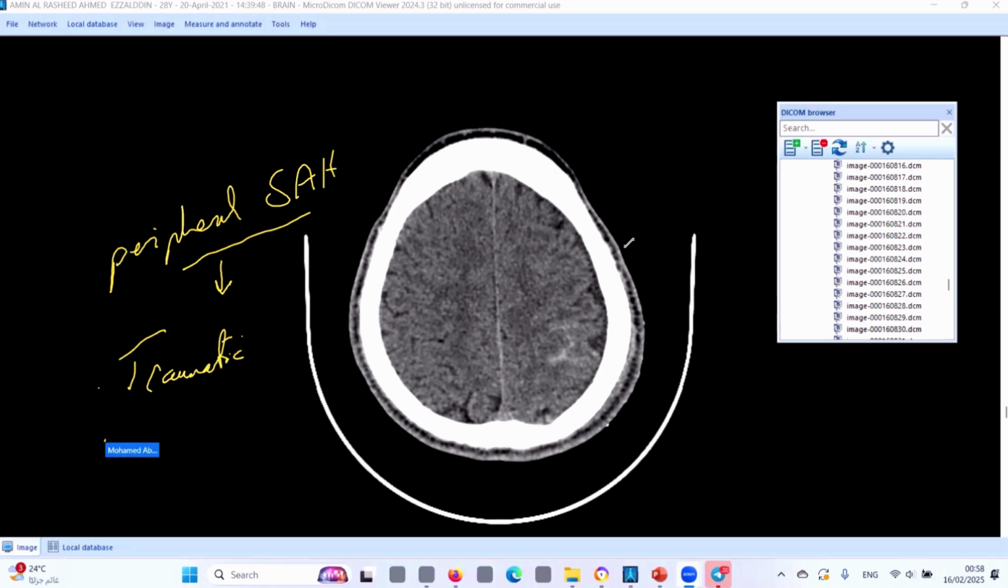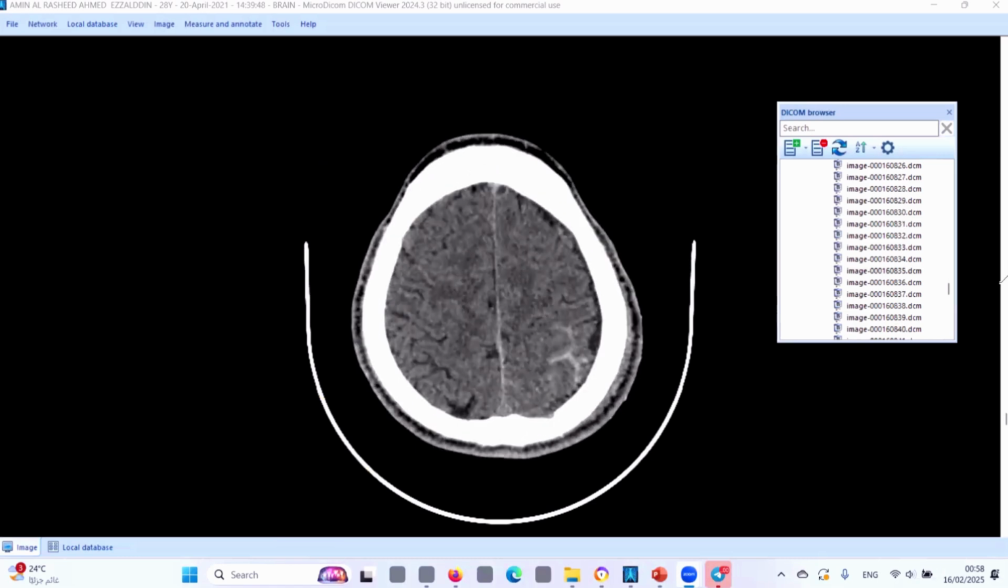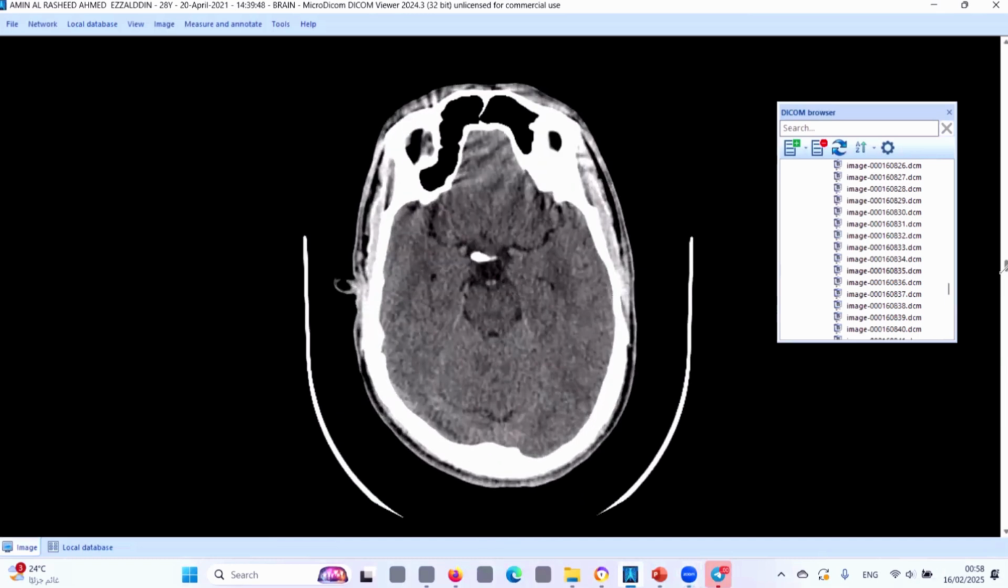Another less common cause is cerebral amyloid angiopathy. We will describe this entity in a separate video. So the message that I want you to know is that the peripheral subarachnoid hemorrhage is most likely of traumatic cause. On the other hand, if we have any subarachnoid hemorrhage in the basal cistern, for example here, or along the Sylvian fissures, we should think of ruptured aneurysm or ruptured AVM. So it is a different way of thinking.